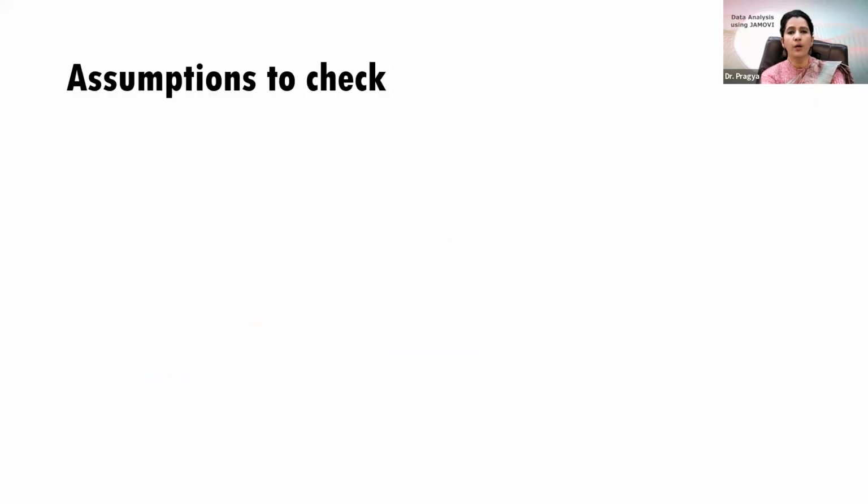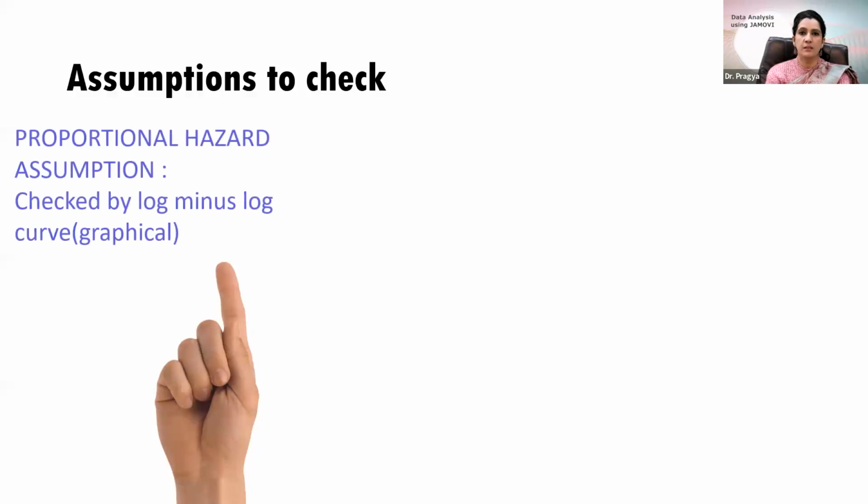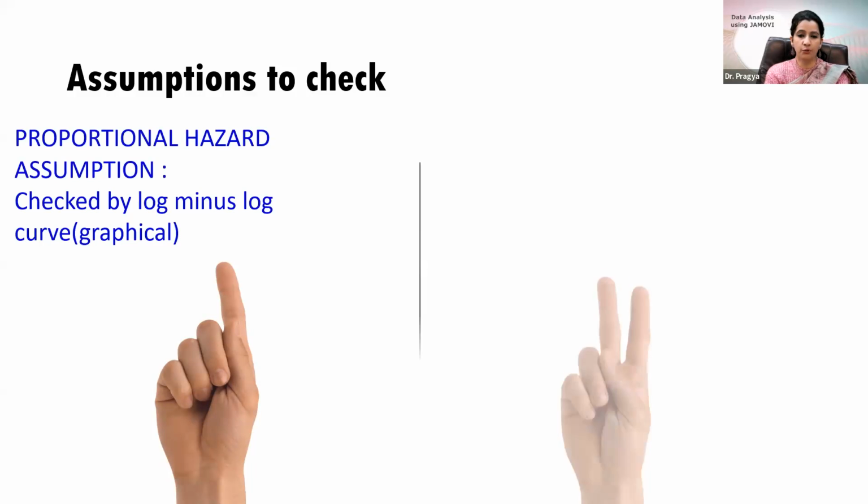Now, there are a few assumptions to check. Basically, we check two assumptions in the case of this Cox proportional hazard. The first assumption, as the name suggests, is the assumption of proportional hazard. And this we check with the log minus log curve. I'll show you how to check.